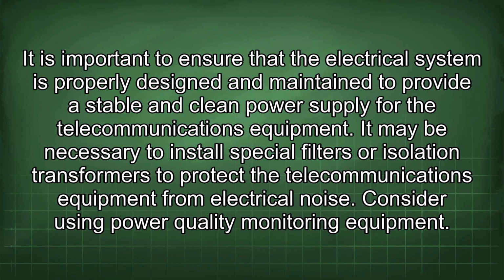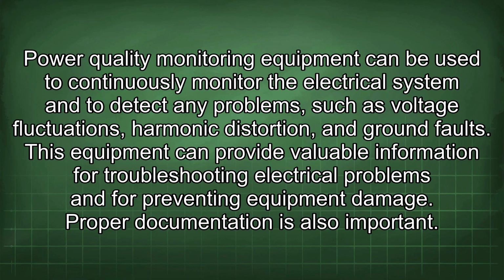Consider using power quality monitoring equipment. Power quality monitoring equipment can be used to continuously monitor the electrical system and to detect any problems such as voltage fluctuations, harmonic distortion, and ground faults. This equipment can provide valuable information for troubleshooting electrical problems and for preventing equipment damage.